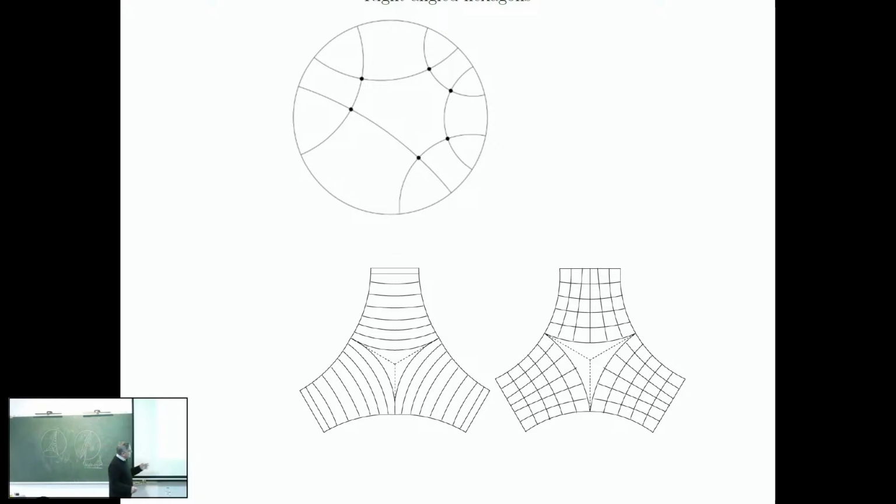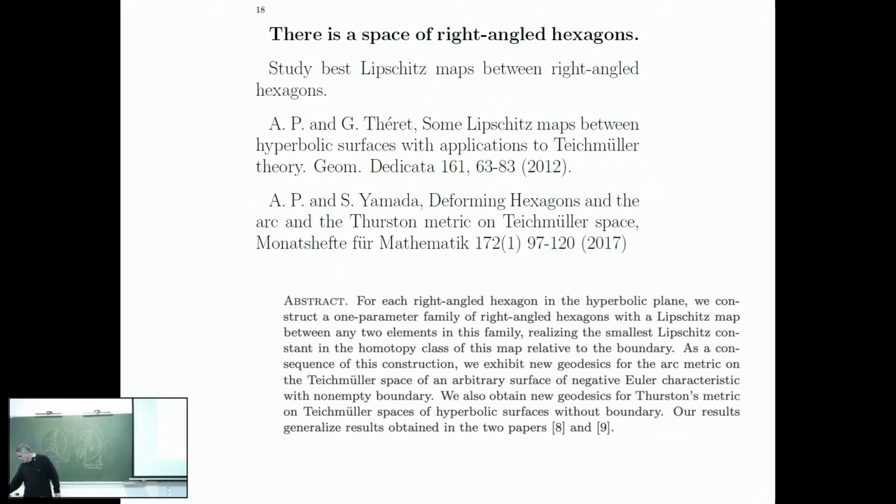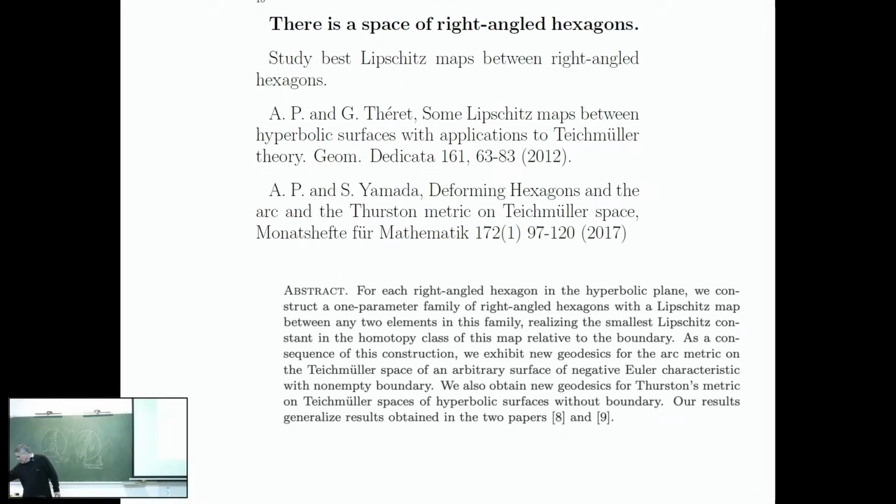Okay, you do the same thing as I explained last time for ideal triangles, you do this for right-angled hexagons. And then you do this theory. And then I put this in bold letters. There's a space of right-angled hexagons. I said this several times. Study best Lipschitz maps between right-angled hexagons.